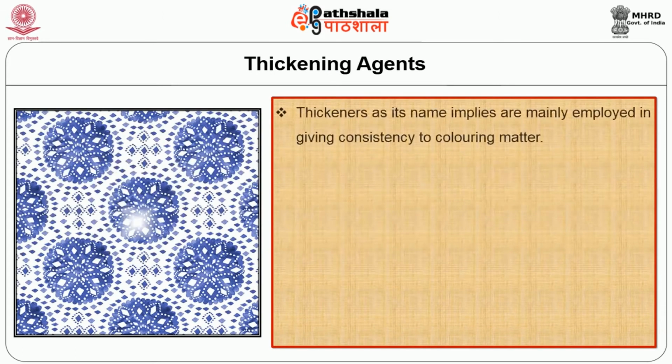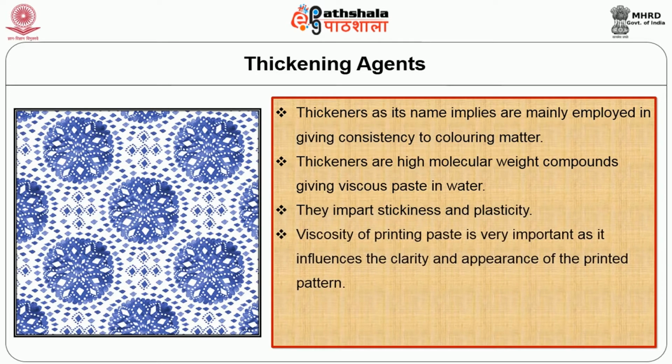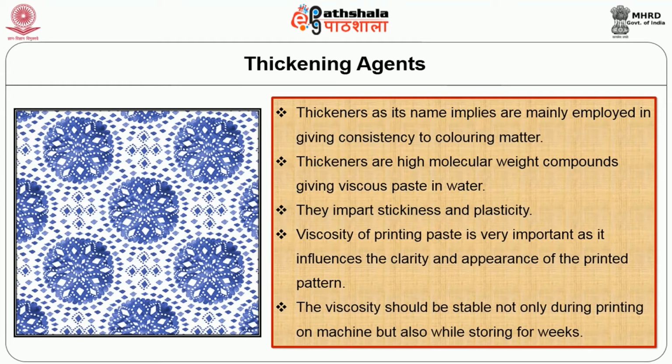Thickening agents. Thickeners, as the name implies, are mainly employed in giving consistency to coloring matter. Thickeners are high molecular weight compounds giving viscous paste in water. They impart stickiness and plasticity. Viscosity of printing paste is very important as it influences the clarity and appearance of the printed pattern. The viscosity should be stable not only during printing on machine but also while storing for weeks.